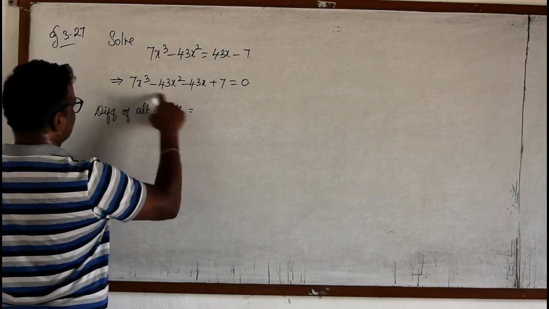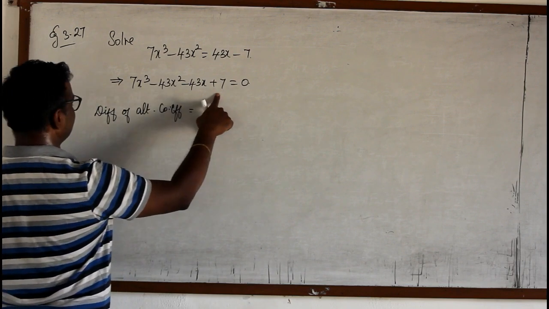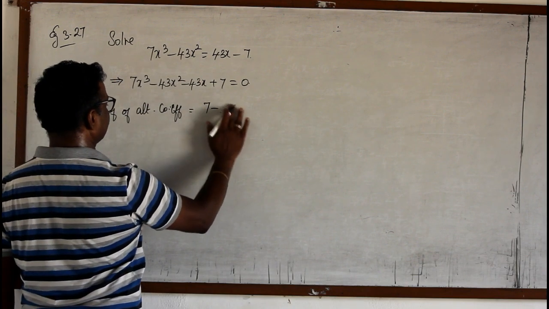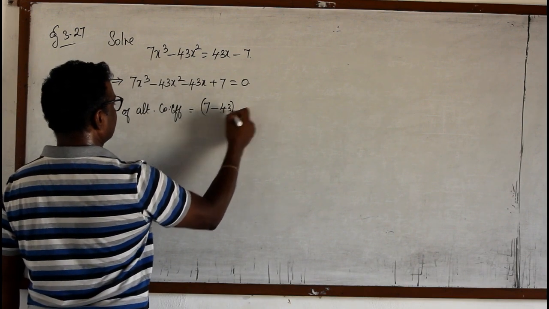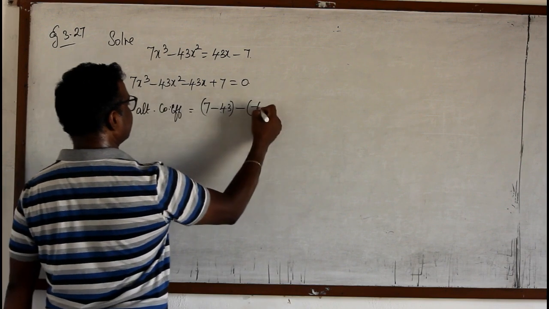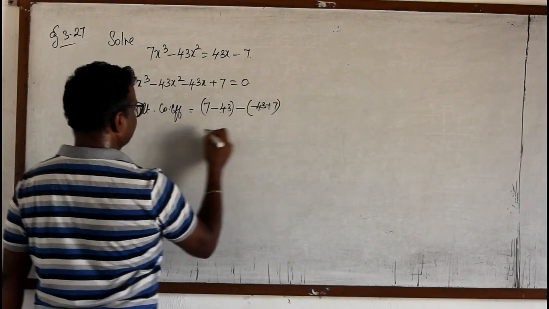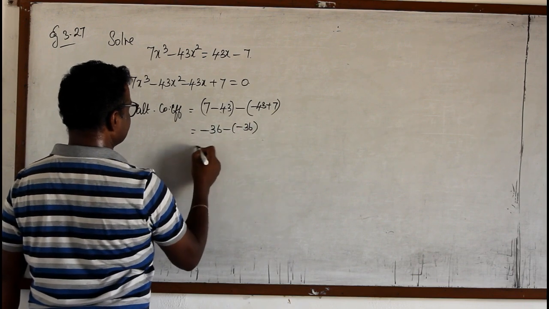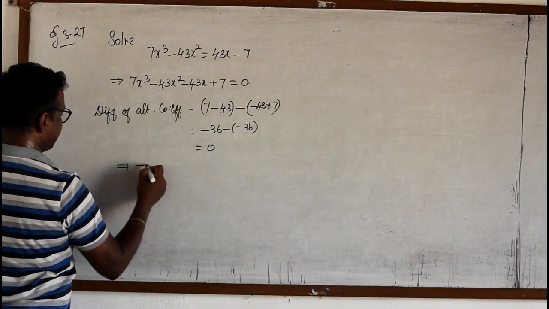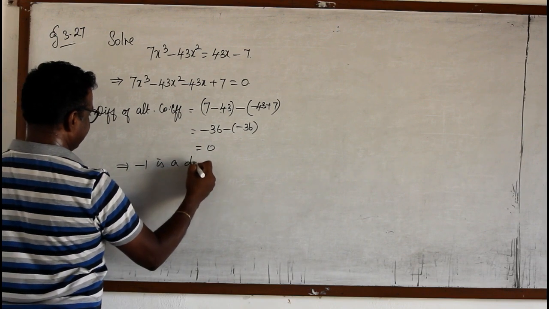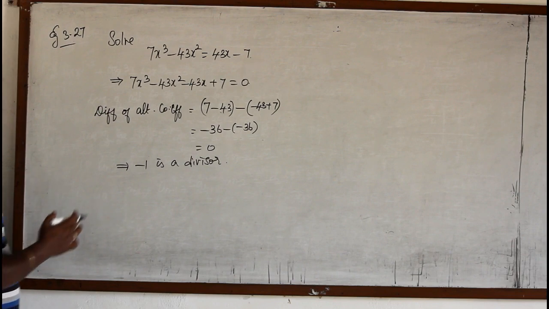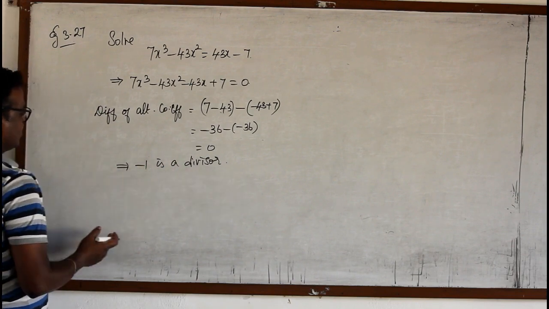That is, when I add this and this minus 36, it won't become 0. So let me take the alternate coefficients: 7 minus 43 minus 43 plus 7. It is minus 36 minus minus 36, which is 0. That means minus 1 is a divisor. Since it is a cubic equation, I am not trying the reciprocal, we can go straight. Minus 1 is the divisor.